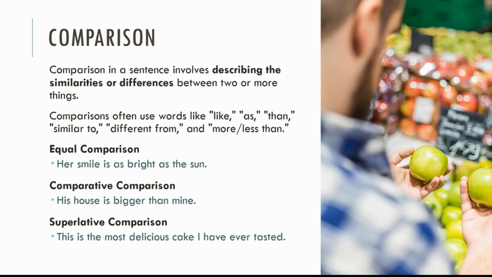More detail on some comparison errors. So when you're comparing, you're describing similarities or differences between two or more things. So you might use like, we saw as and than, more or less. You can have equal: her smile is as bright as the sun. Comparative shows a difference: his house is bigger than mine. And superlative shows the greatest difference: this is the most delicious cake I have ever tasted.